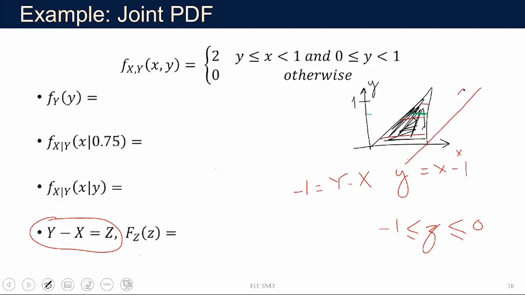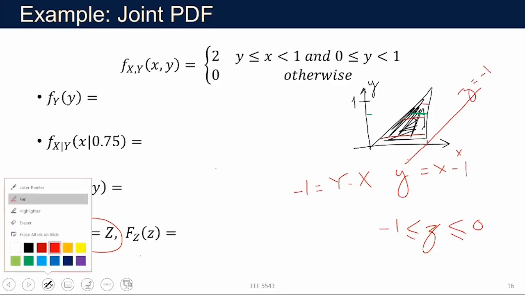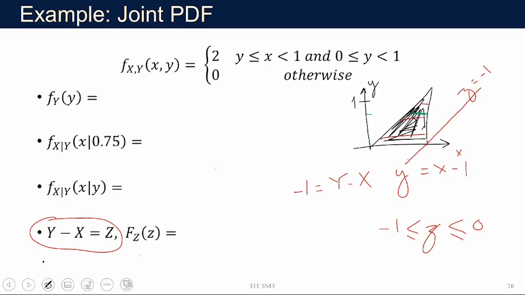Which is this line here. So this is z equals negative 1. We can do the same thing for z equals 0, and we'll see that this will be here. So we'll consider the cumulative distribution function, right? This is the integral from negative infinity to z.